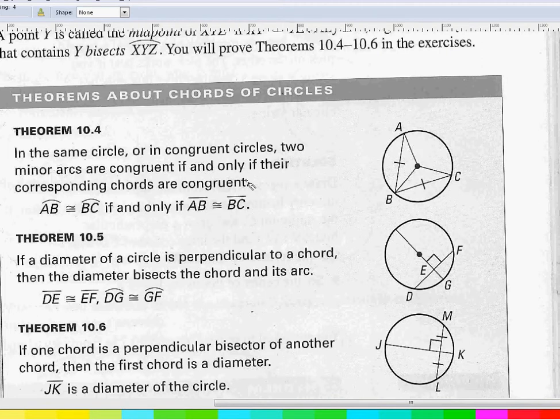Now, to prove from right to left, we have to make the assumption that line segment AB is congruent to line segment BC, and then prove that the measure of arc AB is the same as the measure of arc BC. So in this case, we actually have the diagram correctly annotated. We're assuming AB is congruent to BC, so we have equal marks on both of these, and we now have to prove that arc AB is congruent to arc BC.